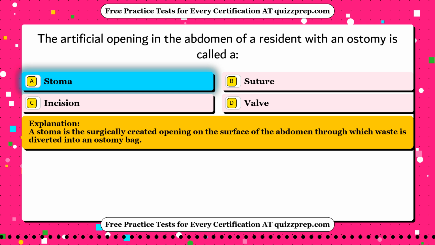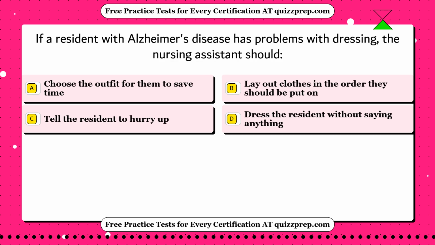ostomy bag. Question 75. If a resident with Alzheimer's disease has problems with dressing, the nursing assistant should: option A, choose the outfit for them to save time. Option B, lay out clothes in the order they should be put on. Option C, tell the resident to hurry up. Option D, dress the resident without saying anything.